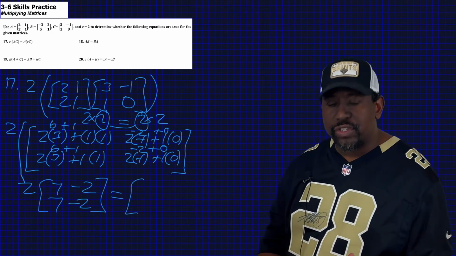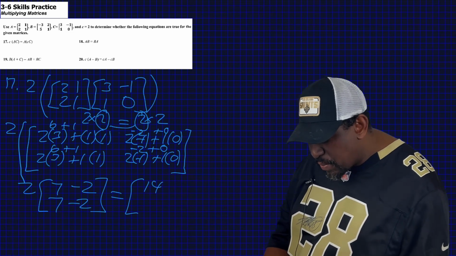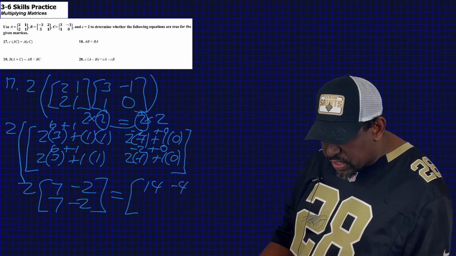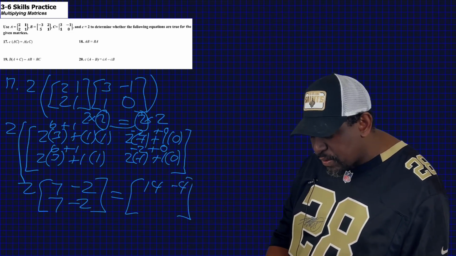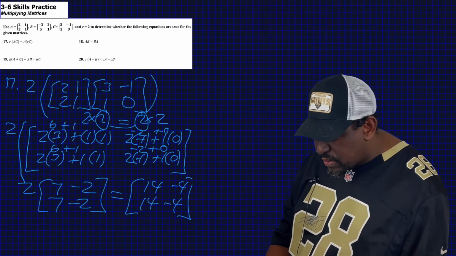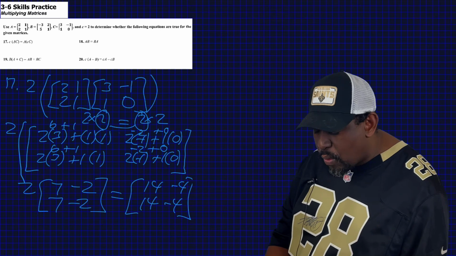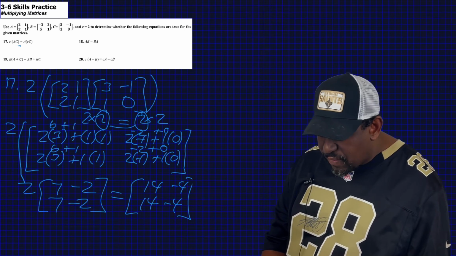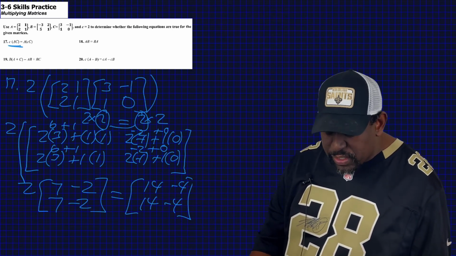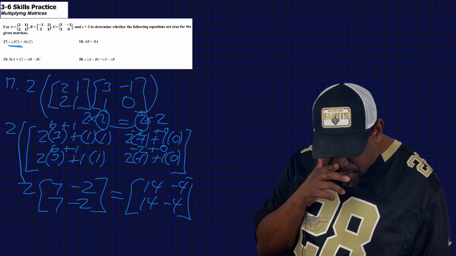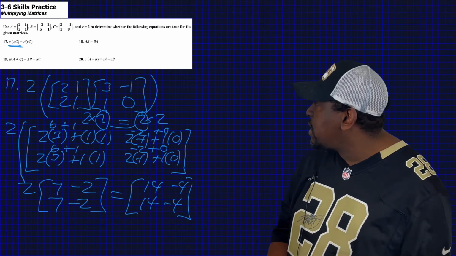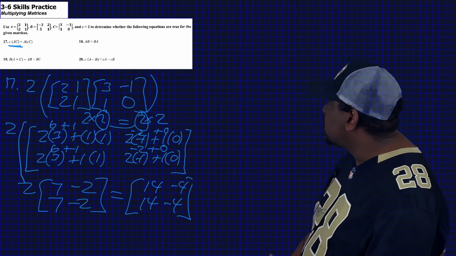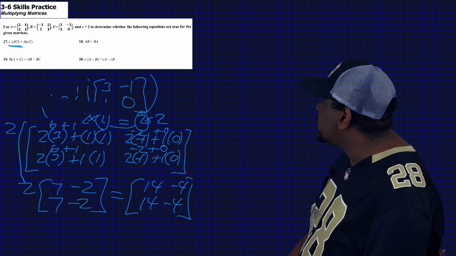So now we bring down the 2, and we will use that scalar by multiplying all the terms in the 2 by 2 matrix by 2. 2 times 7 is 14. 2 times -2 is -4. 2 times 7, 14. 2 times -2, -4. And so the whole C times A times C will give us a matrix of 14, -4, 14, -4. So that's blue, as you can see, that's the product.